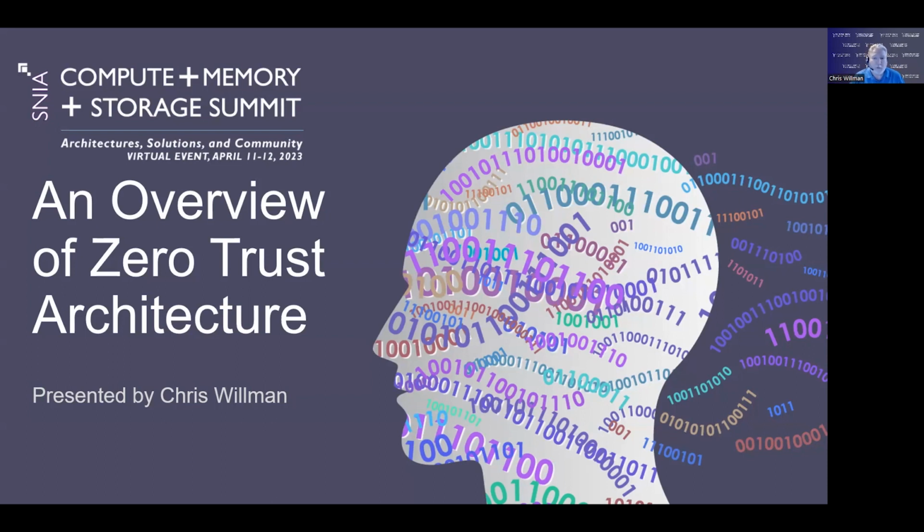Today, we're going to spend a few minutes to make everyone just a little bit more comfortable with some of the fundamentals of zero trust architecture.